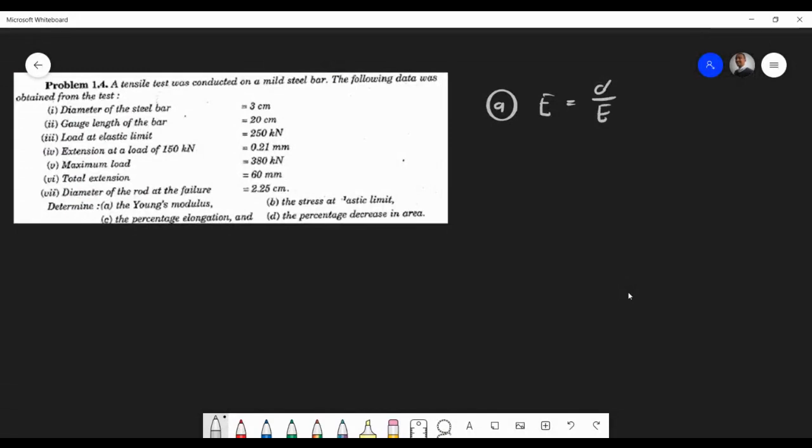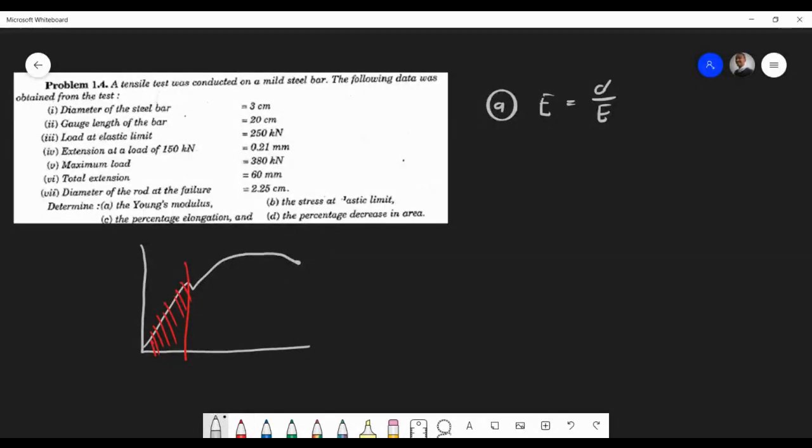Now you must bear in mind this is only applicable in a certain region. So I'm going to sketch a quick tensile test graph over here. Young's modulus is only this region over here, right? Very important. It's not the ultimate tensile stress, and it's not at fracture, right?